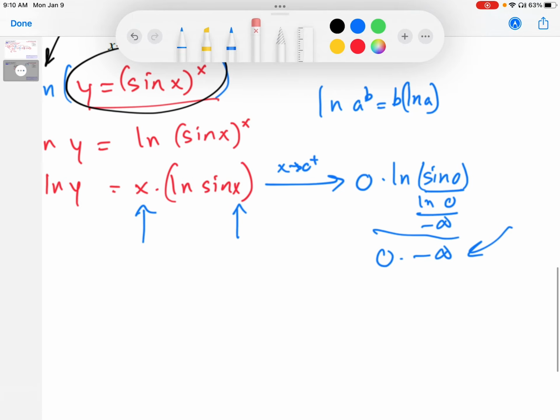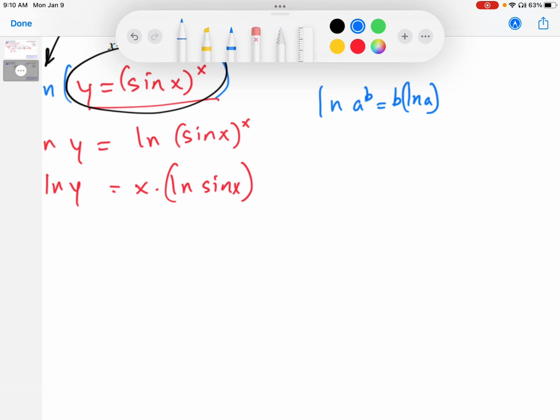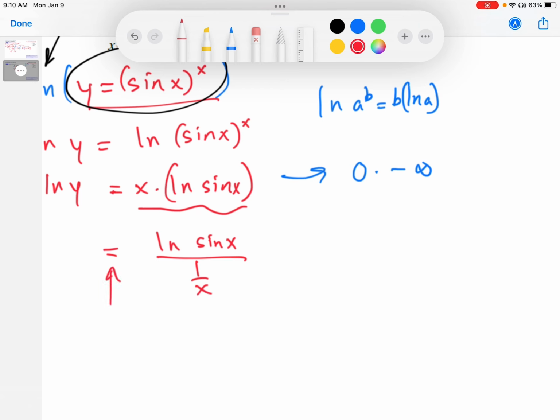So let me show you what I'm talking about by going back again to our example. We now know that this goes to 0 times negative infinity. If we want to convert it to one of these other indeterminate forms, here is a fact that we could use. This function, I'm just going to write it down and then talk about it, is equal to this "other" function, where other is in quotes because they're the same function.